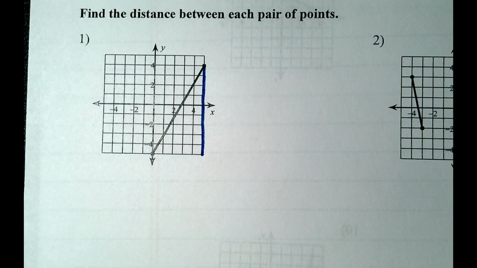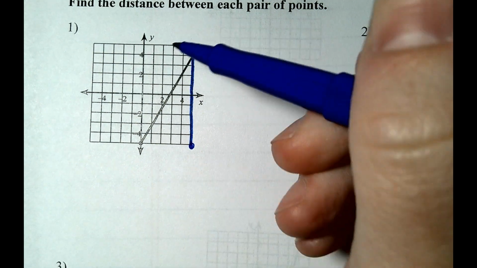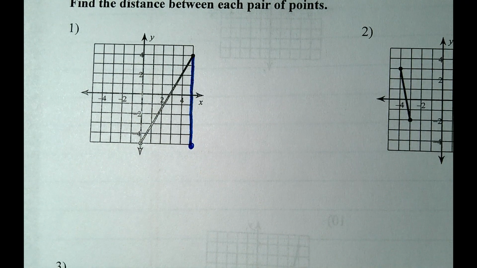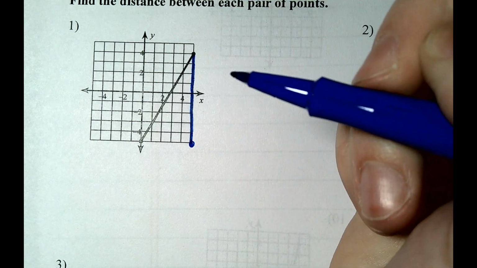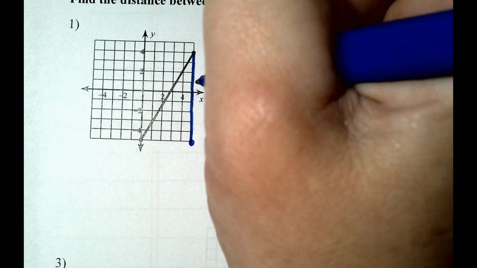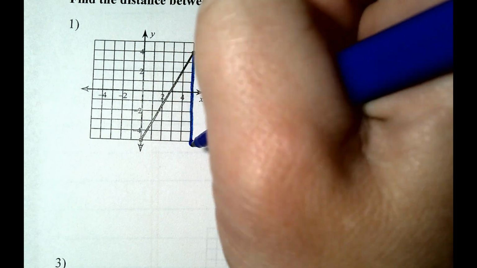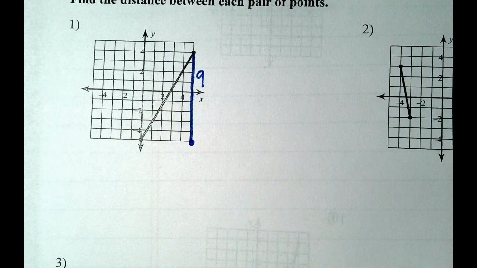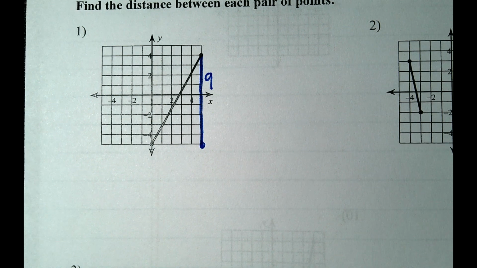And let's say there was a point here. What would the distance be between these 2 points? 9? How'd you get that? I count each box. So 1, 2, 3, 4, 5, 6, 7, 8, 9. Right. So the distance there would be 9 units. Okay, that's not too hard.